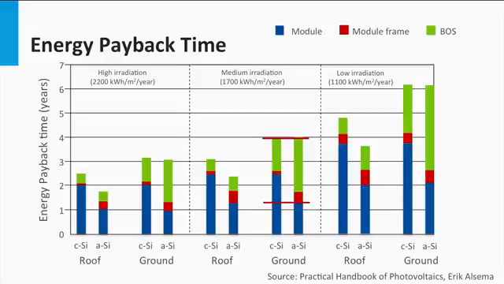Thin film amorphous technology based PV panels pay themselves back faster in terms of energy due to their low energy manufacturing process. However, the balance of system for the PV system based on the same technology has a larger payback time, owing to the lower yield of the amorphous silicon panels. In general, the energy payback time across technology and irradiance levels is seen to be between 2 to 6 years.